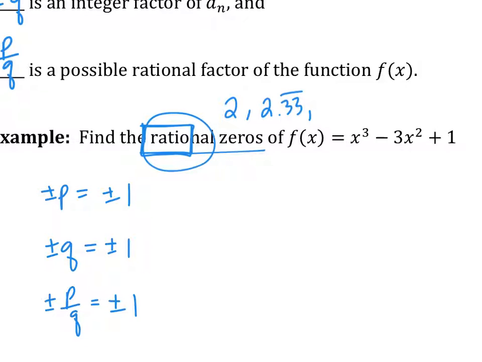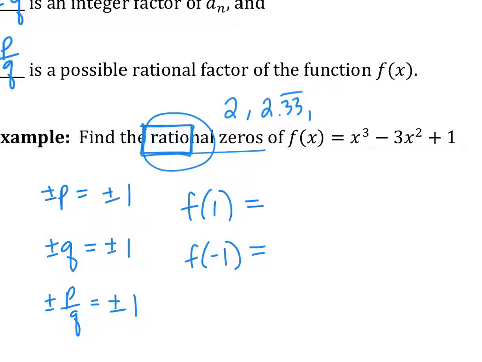So we're going to check. Let's say you check 1. What's the fastest way of checking whether 1 is a zero? Yes, plug it in and see if the remainder is 0. So if you plug 1 into the function and you get 0, then that is a zero of the function. That would be the fastest way. We have 2 numbers, 1 and negative 1, so we're just going to check both. If you get 0, that is a zero of the function.